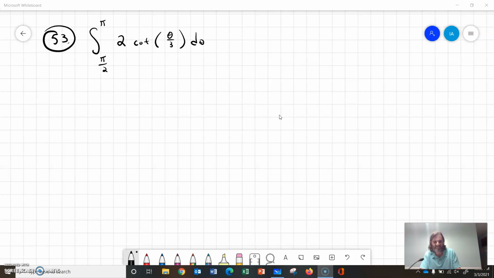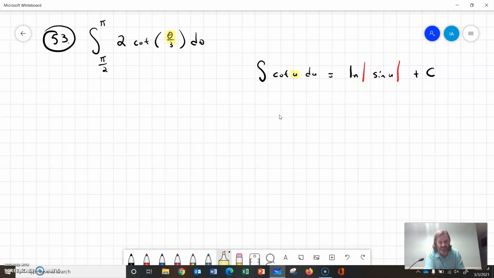So the formula we'll be using here is the integral for cotangent of u du, and that would be the natural log of sine of u plus c, but we've got endpoints, so that plus c won't really matter, but if we didn't have endpoints, it would. So let's see here. In place of our u, we have 1/3 theta, so let's write that down.